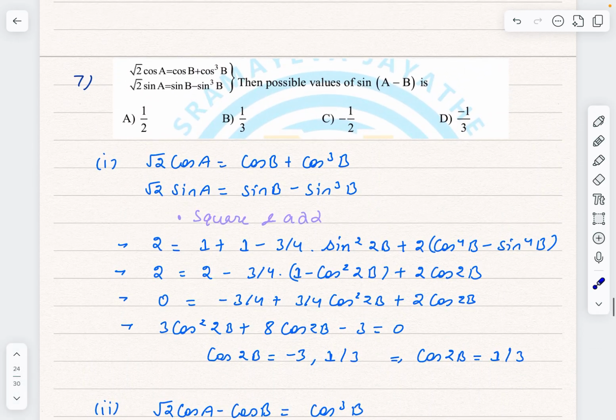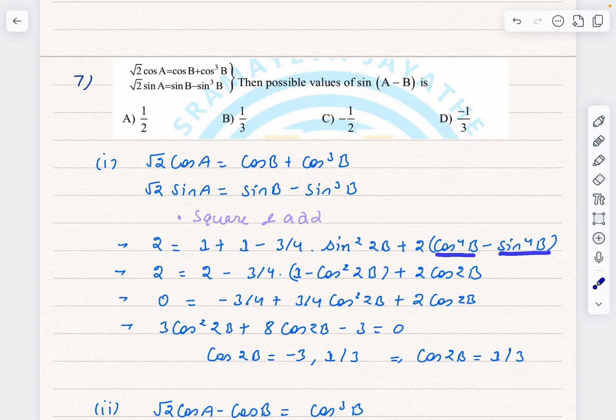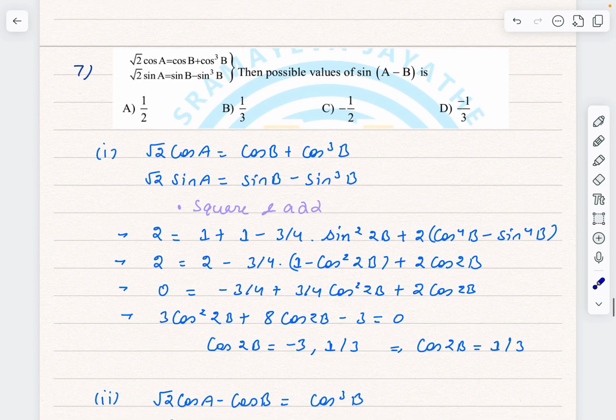See how? First of all, root 2 cos A is given, root 2 sin A is given, just square and add. On the left side, you just get 2. On the right, you get sin square B plus cos square B, which is 1. Now, cos power 6 B plus sin power 6 B will be 1 minus 3 by 4 sin square 2B. We discussed a property on this. And the next term will be 2 times cos power 4 B minus sin power 4 B. Now, this 1 plus 1 will be 2, this is also 2, they get cancelled out, we get 0 in the next step.